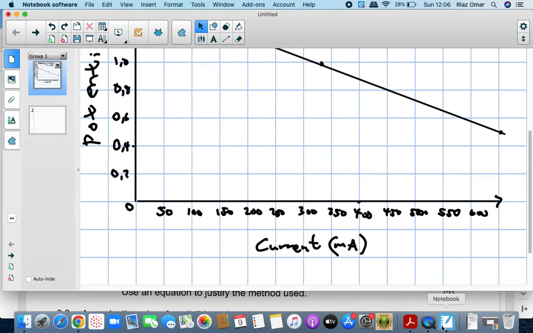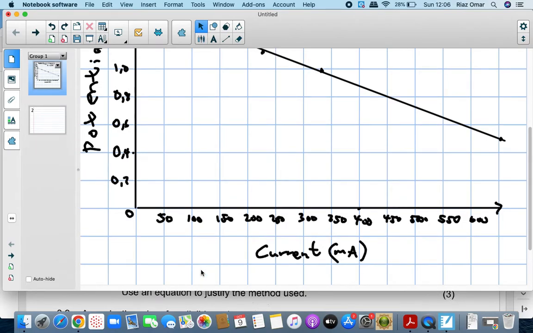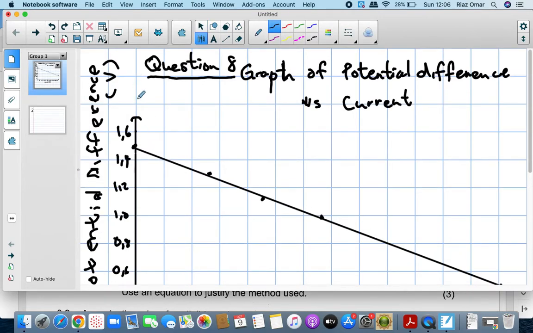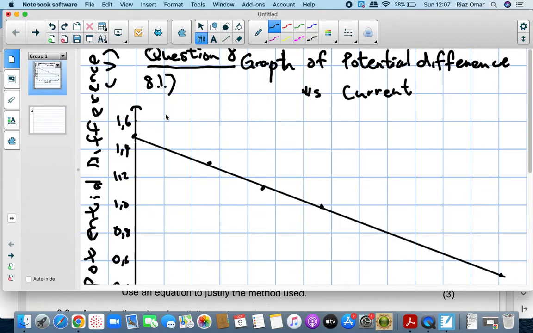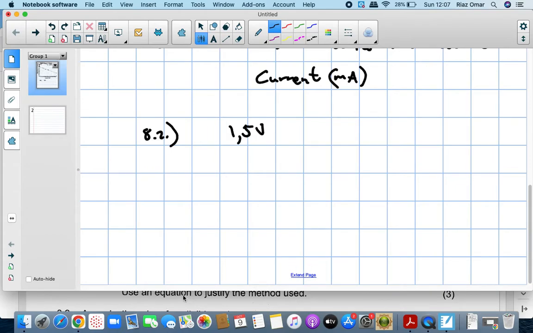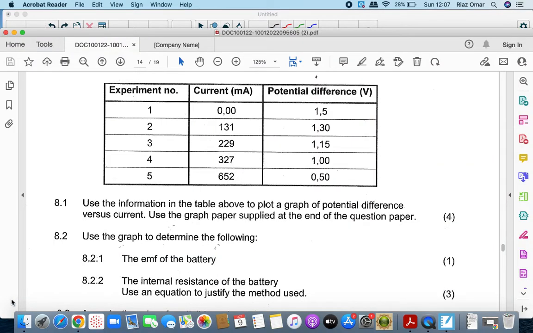So let's write that down. We say this is 8.1, let's just write on 8.1. And now we're at 8.2. So the EMF of the battery is 1,5 volts. What was the question? It was 8.2.1, the EMF of the battery.